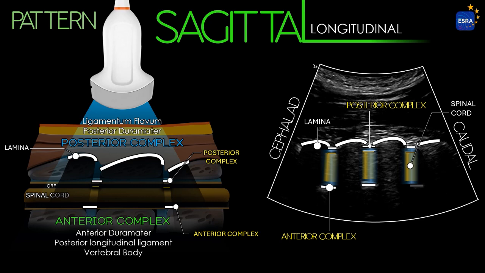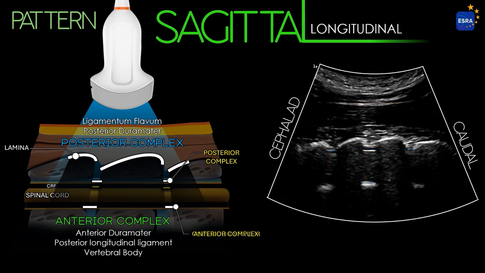Consequently, only the posterior complex, including the ligamentum flavum and posterior dura mater, and in some cases, elements of the anterior complex, such as the vertebral body and anterior dura, can be visualized reliably. The limited sonographic window in the thoracic spine underscores the importance of optimal probe angulation, depth adjustment, and the use of low-frequency curvilinear transducers, which offer superior penetration despite lower resolution. Furthermore, understanding the thoracic vertebral morphology and the steeper inclination of the spinous processes is essential for accurate probe placement and image interpretation.